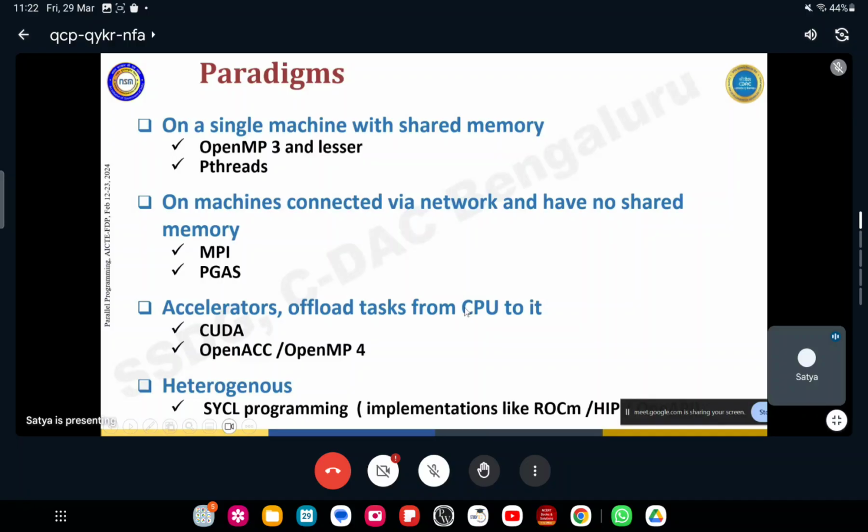Or sometimes if you work with accelerators like NVIDIA or Intel or AMD, then you have to know about CUDA programming and OpenACC programming and OpenMP programming and all. If you are working with a heterogeneous collection of these kinds of things, you have to go for this kind of program.